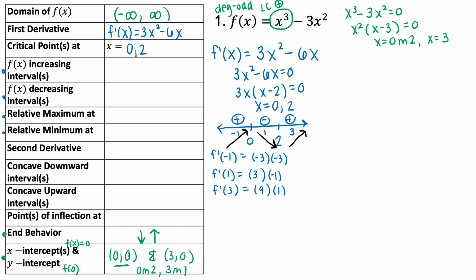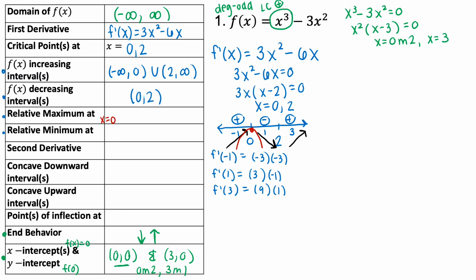So we can list our intervals of increasing from negative infinity until 0, and again from 2 to infinity, and our intervals of decreasing just from 0 to 2. Now we can analyze what's happening to determine any relative extrema. Because we change from increasing to decreasing, we have a relative maximum where x equals 0.